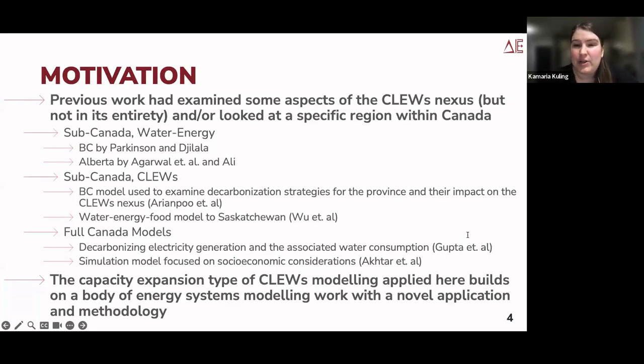And in particular, we chose to look at biofuels for electricity production in Canada. What does that look like? And how to examine how that energy system policy can impact water and land systems in unforeseen ways.